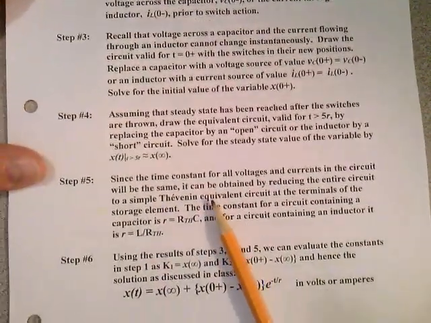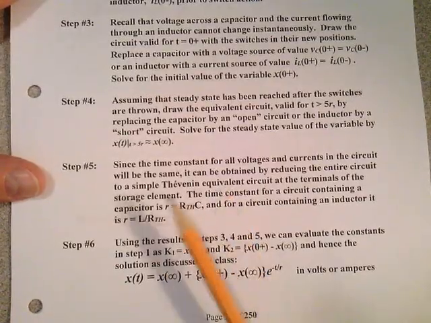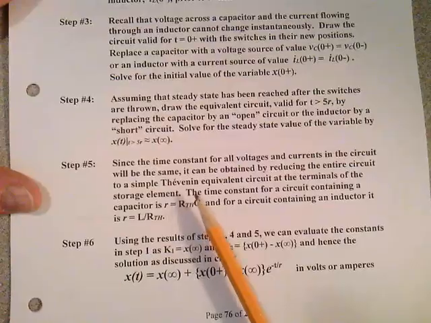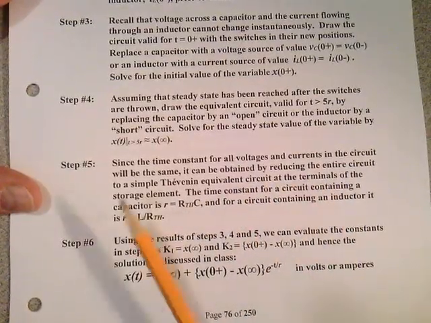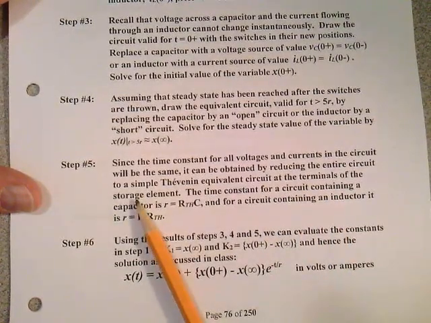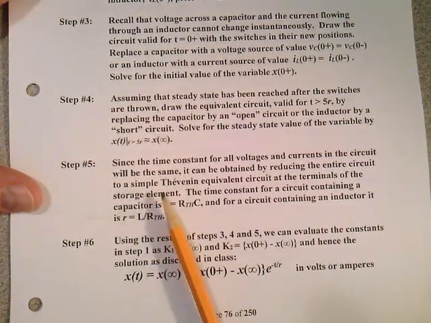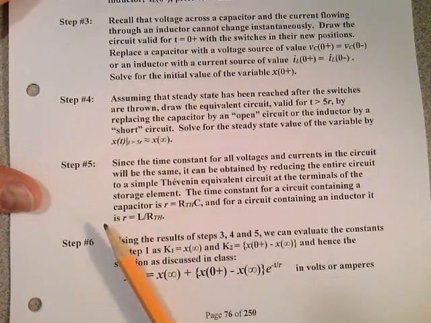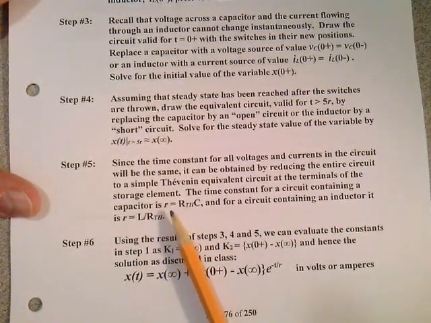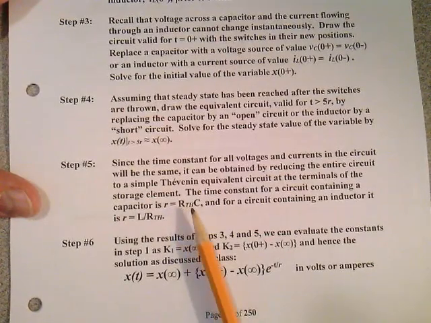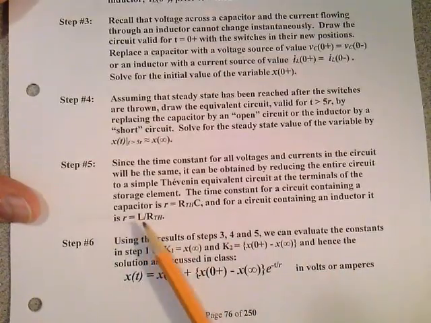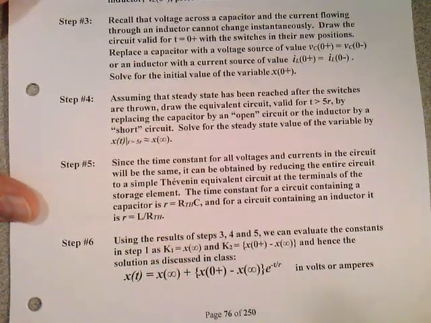Step 5, you calculate the time constant. Since the time constant for all voltages and currents in the circuit will be the same, it can be obtained by reducing the entire circuit to a simple Thevenin equivalent circuit at the terminals of the storage element, whether that be an inductor or a capacitor. The time constant for the circuit containing a capacitor is tau equals R Thevenin times C, and for the circuit containing an inductor, it's tau equals L divided by R Thevenin.